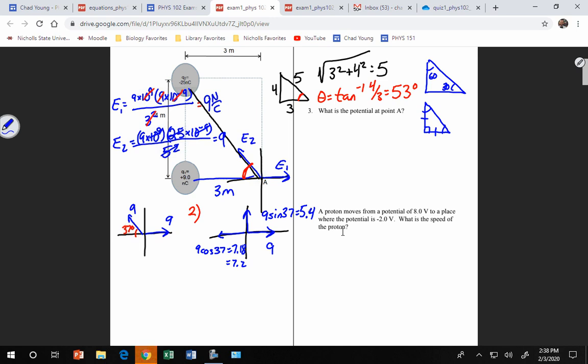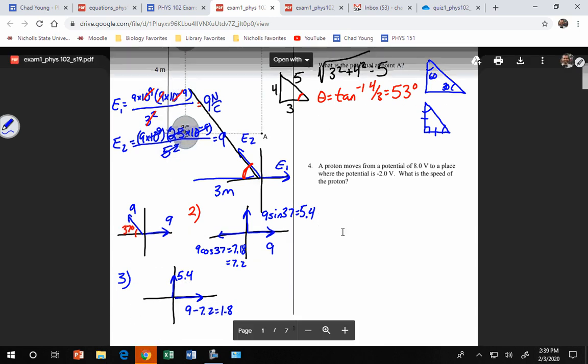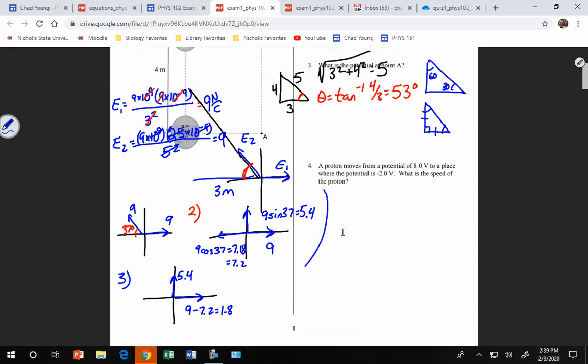Okay, so now that's step 2. Step 3 is add our vectors. So this one is 5.4. There's nothing to add it to. This one is 9 minus 7.2, which is 1.8. Now, step 4 is to find the magnitude and direction of the resultant. I like to redraw these triangles. There's 1.8. There's 5.4.